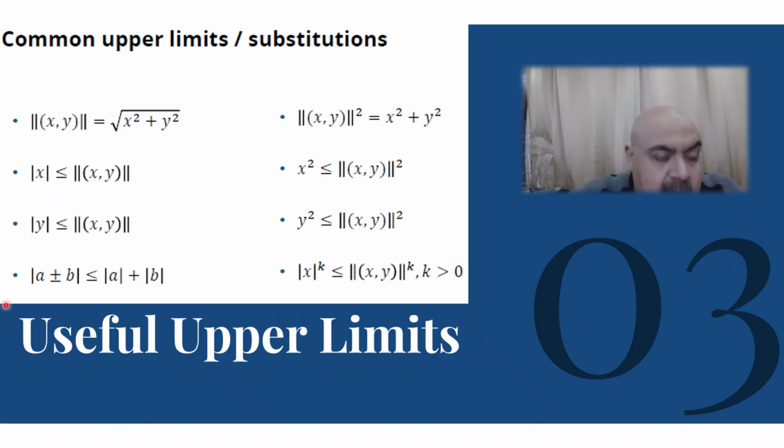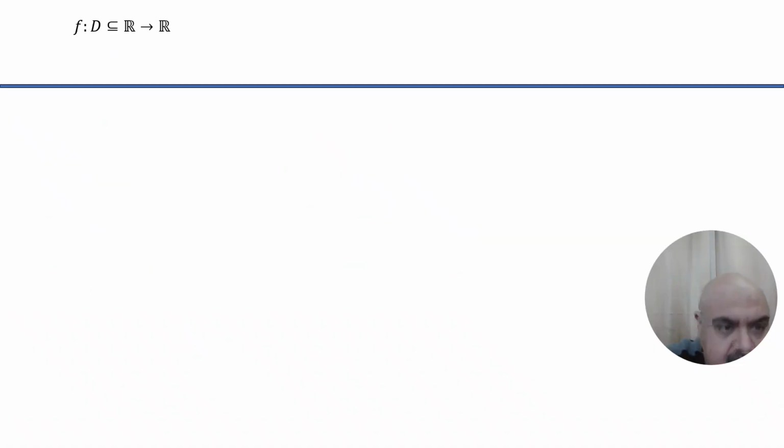Also, I have the absolute value of a plus or minus b. It's going to be less than or equal to the absolute value of a plus the absolute value of b. If I have the absolute value of x to the power of k, it's going to be less than or equal to the norm of xy to the power of k, where k is greater than 0. These quantities play a major role in how to prove the definition and the relation between epsilon and delta that you will see through the coming slides, inshallah.